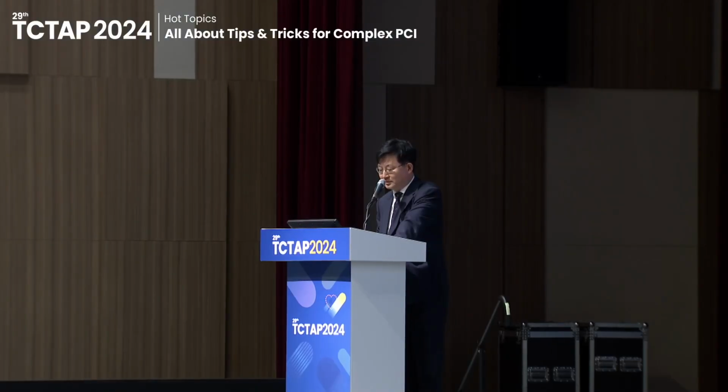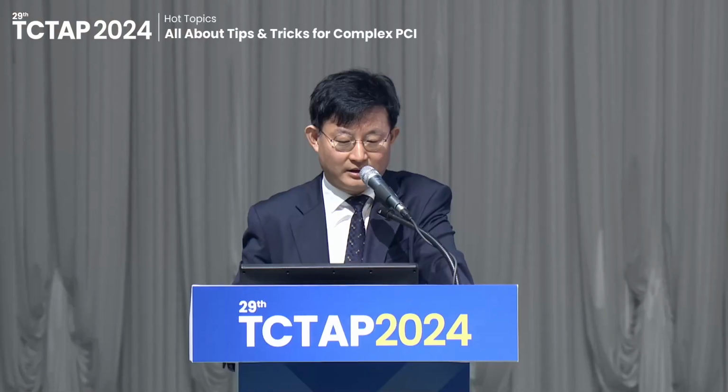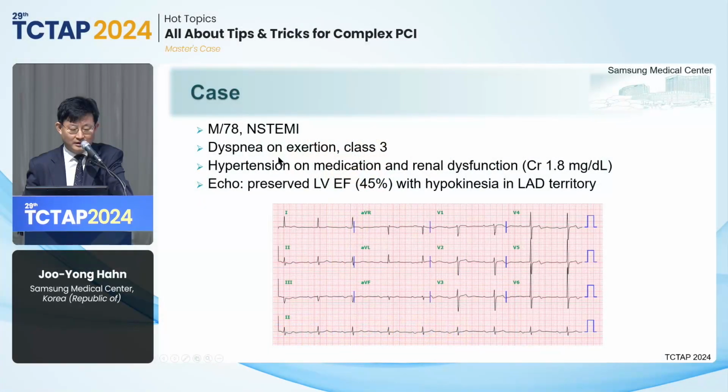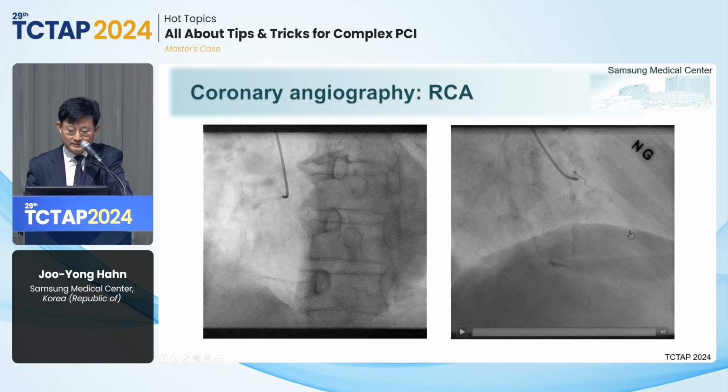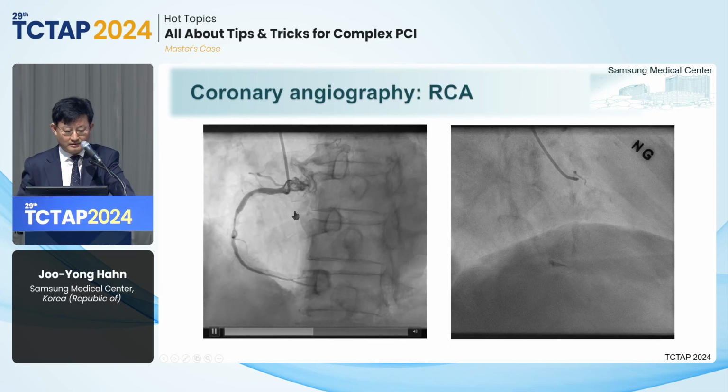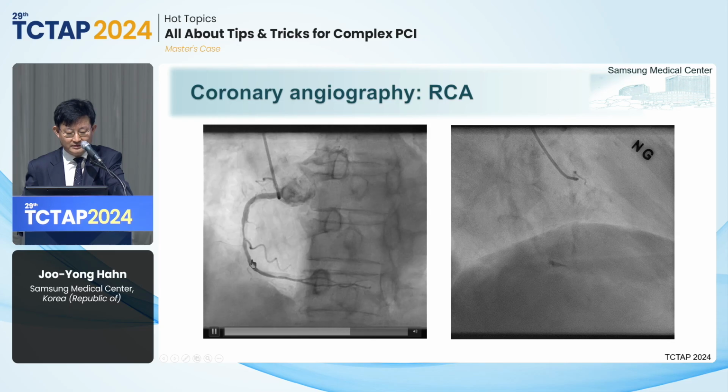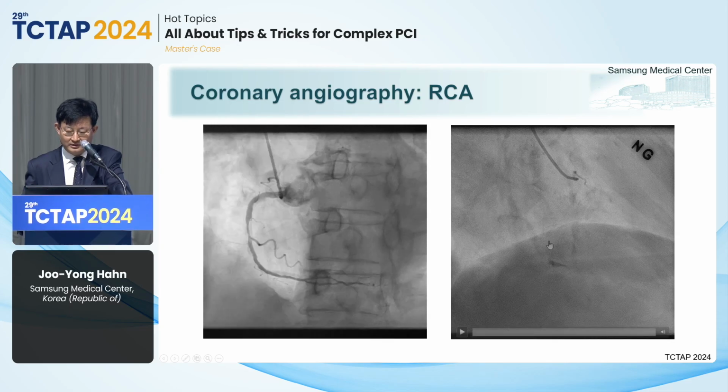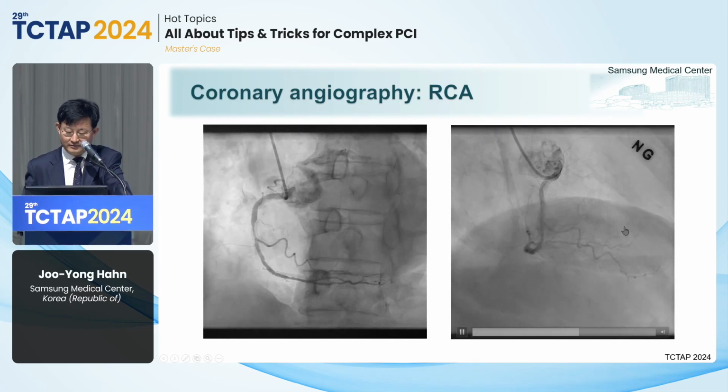A 70-year-old male patient presented with non-STEMI. He had dyspnea on exertion. His comorbidity was hypertension and moderate renal dysfunction. Echocardiography showed preserved LV ejection fraction of 45% with hypokinesia in the LAD territory. Coronary angiography showed significant stenosis in the mid-RCA with heavy calcification, the same finding.